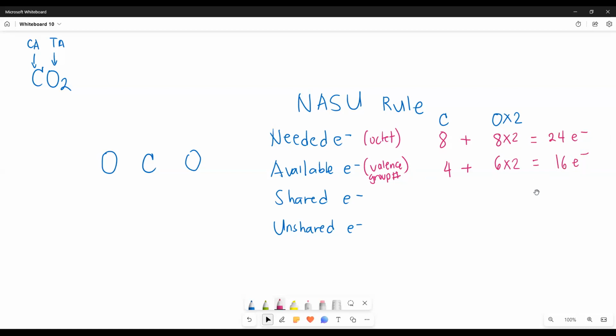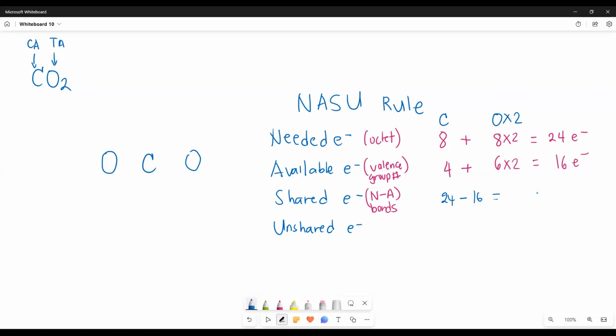So, how's that? We go to the shared. The shared is the number of needed minus available, and it will tell us about the number of bonds. So needed, we have 24 electrons minus available, we have 16. So 24 minus 16 is 8.